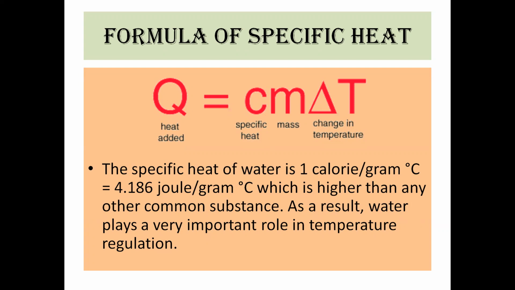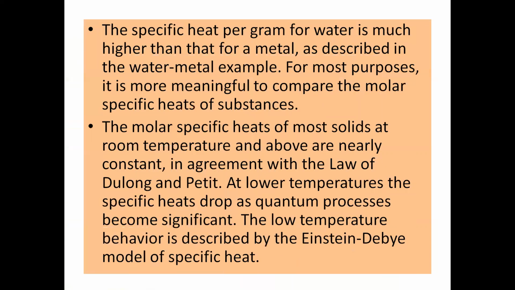The specific heat of water is 1 calorie per gram degree Celsius, which is equal to 4.186 joule per gram degree Celsius. This is usually known as 1 calorie equals 4.186 joules, which is higher than any other common substance. As a result, water plays a very important role in temperature regulation.